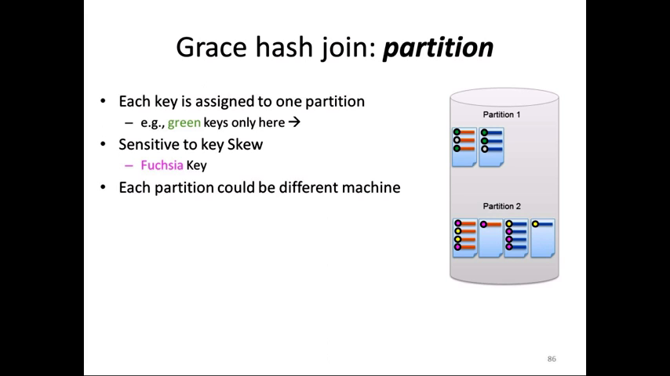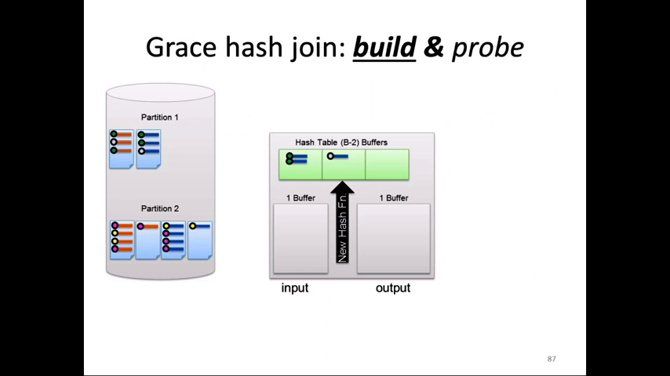So now, remember, we take the smaller relation. In our case, let's say R. So now let's deal with partition 1 first from R and S. We take partition 1 of R, we build the hash table for it, and then we read one page at a time from S, and we probe the hash table in order to find join results.